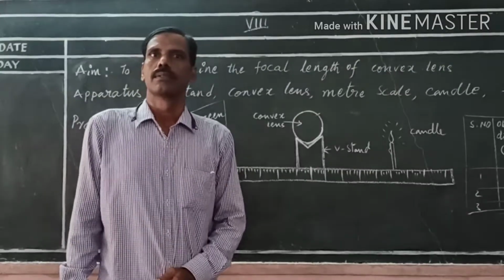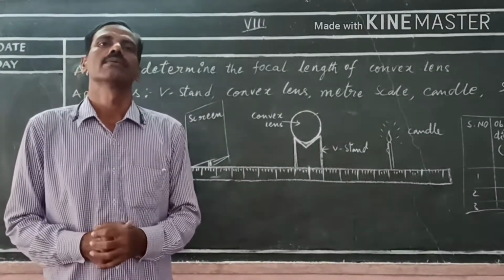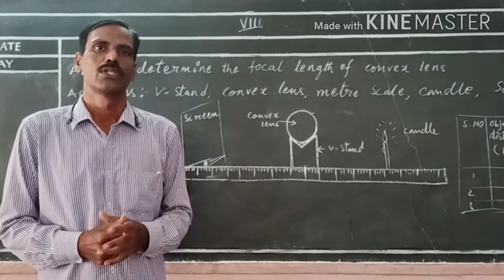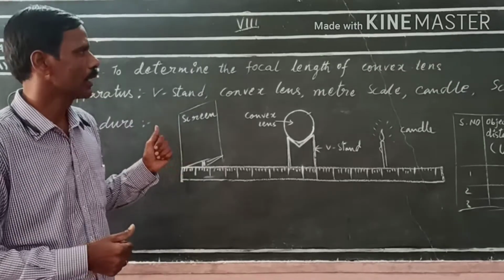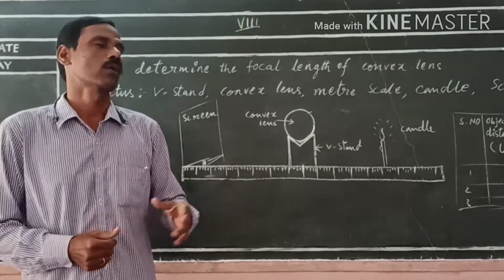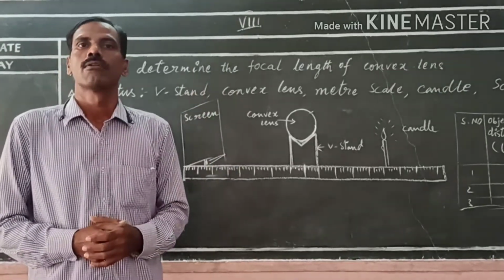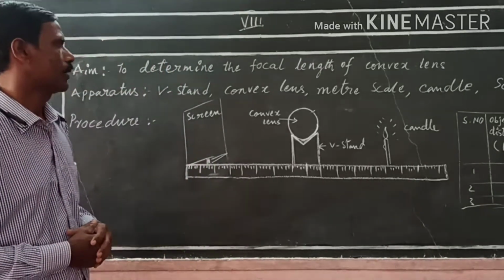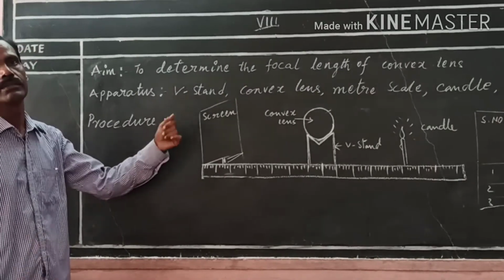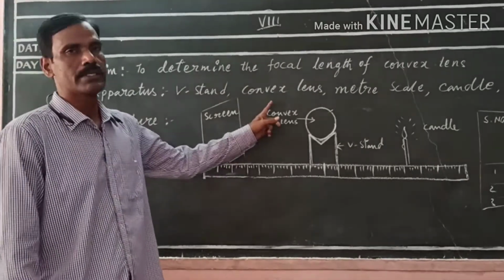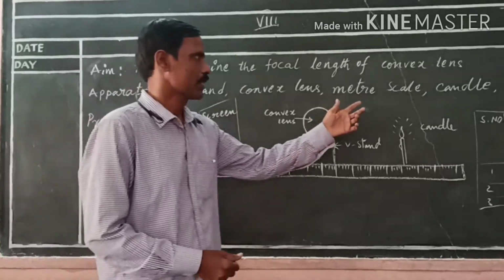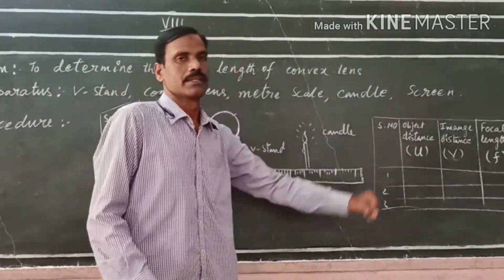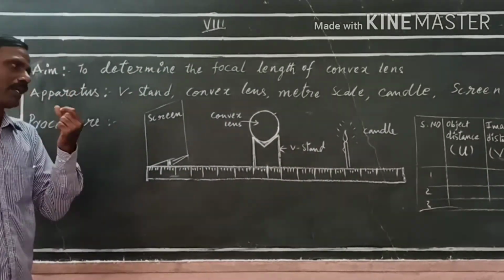Dear children, in this video, we are going to discuss an activity to determine the focal length of a convex lens. For this, we need the following apparatus. They are V-stand, convex lens, meter scale, candle, screen. Now, let us discuss the procedure.